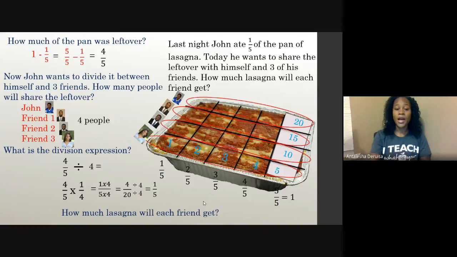And the last question: how much of the lasagna will each friend get? I hope you know the answer to that by now. The circle going horizontally around the pan is what that person will receive. And notice that it's smaller than the original. And if we simplify 4/20, the part that each person will get out of the whole, each person will have 1/5.